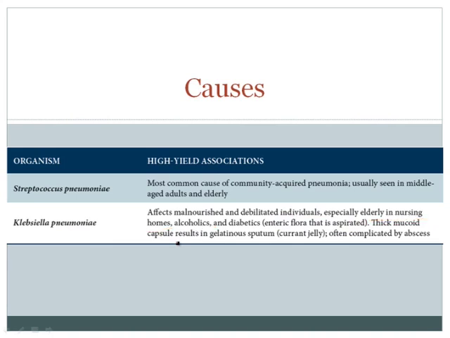Now, important to note that this bug has a thick mucoid capsule, and so when these patients present, they often present with currant jelly sputum because part of what they cough up is this thick mucoid capsule. Now, Klebsiella often is complicated by an abscess, so it's not uncommon for patients with Klebsiella to also develop an abscess. So those are some of the high yields to be aware of, especially for board examinations.